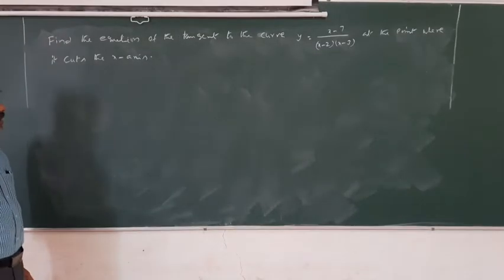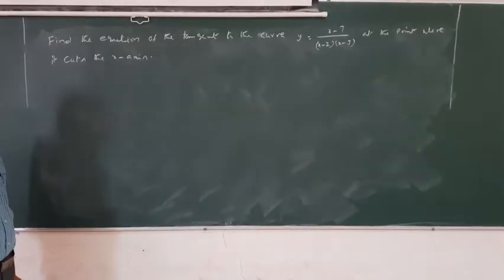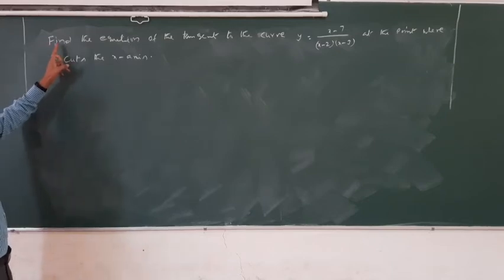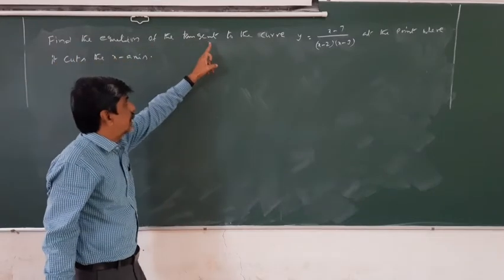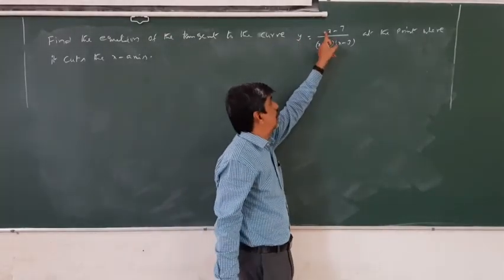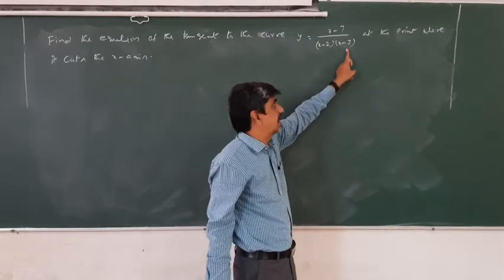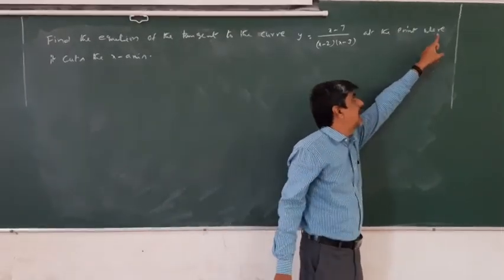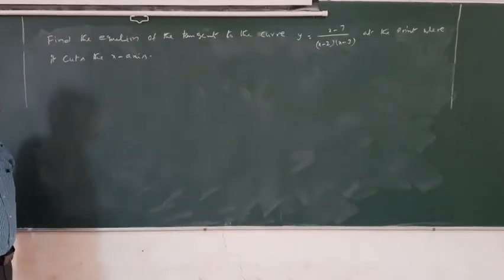So, some more problems in tangents and normals. Important questions. The problem is: find the equation of the tangent to the curve y = (x - 7) / ((x - 2)(x - 3)) at the point where it cuts the x-axis.